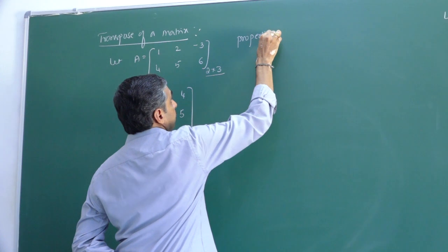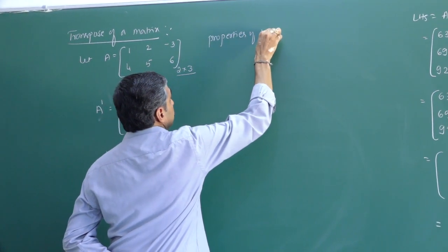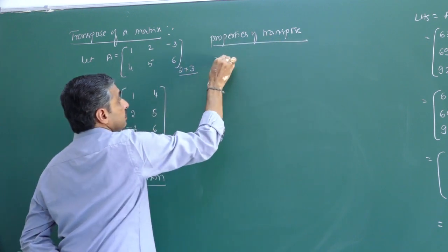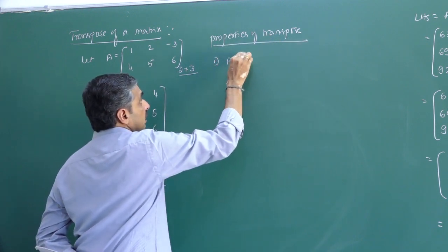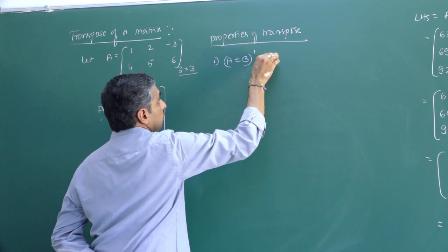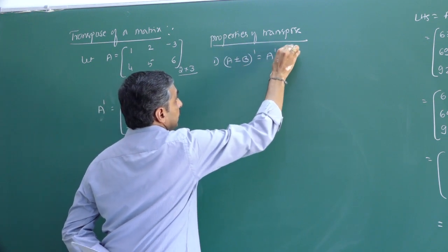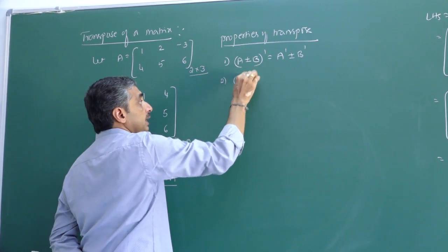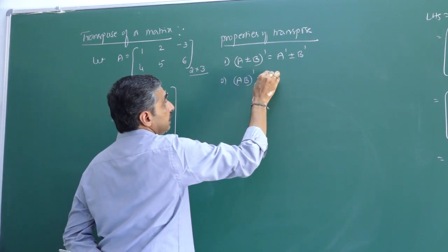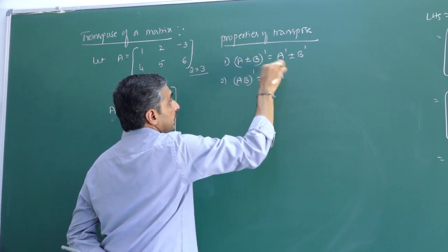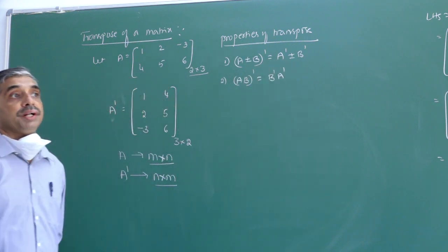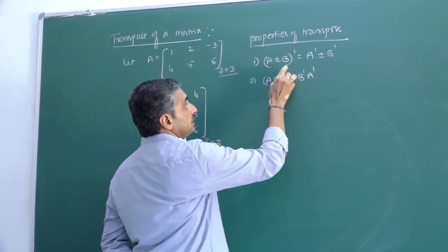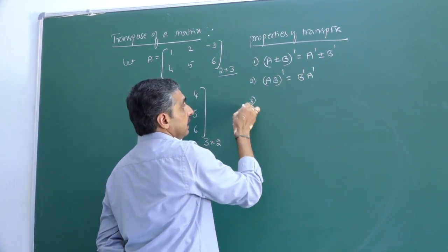So now we shift to the properties of the transpose of the matrix. What are the properties of the transpose of the matrix? The first property is (A plus or minus B) whole dash is always equal to A dash plus or minus B dash. Similarly, (A into B) whole dash is always equal to B dash into A dash. This is a very important property. We refer to it as the reversal law: (AB) whole dash is equal to B dash A dash.